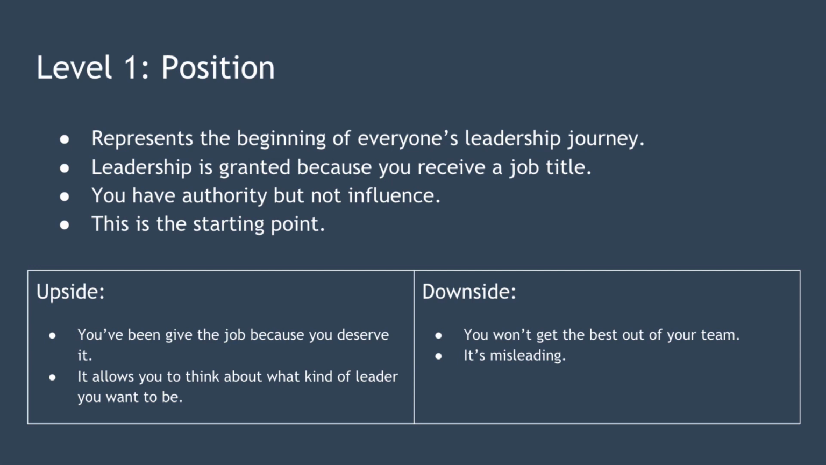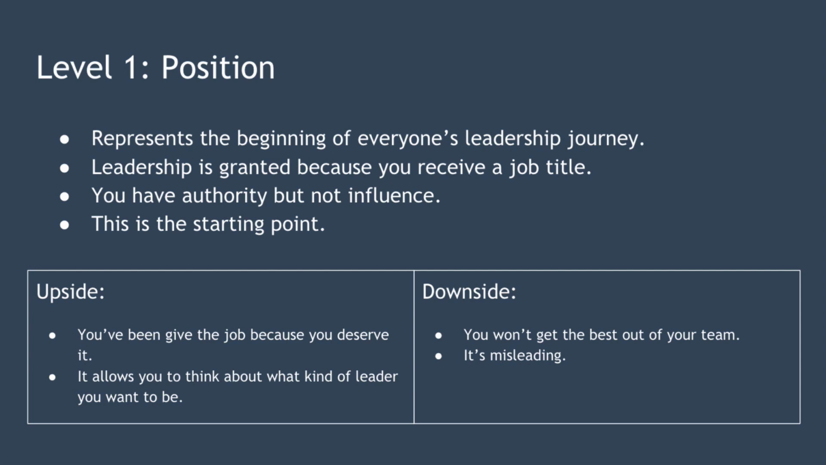Now, position is the very first level of the 5 levels of leadership, and it represents the very beginning of everyone's leadership journey. Leadership at this level is granted because you receive a job title, but you haven't yet built the influence to command respect from colleagues, either inside or outside of the team you lead. So, while you have the authority over your team, at level 1, you don't really wield any real influence over them. So it's hard to get the most out of them. Effectively, your team does what you tell them to because they have to. So at level 1, you might be the boss, but you aren't really a leader yet.